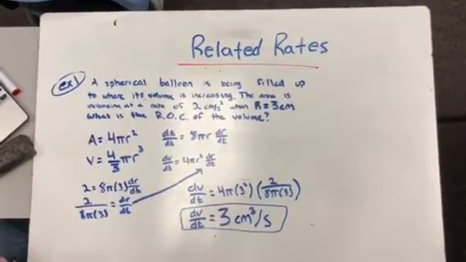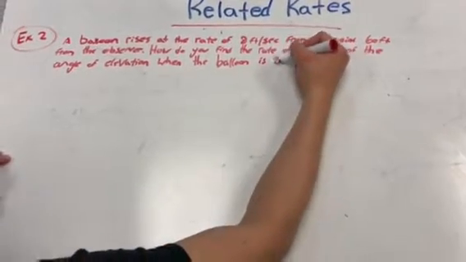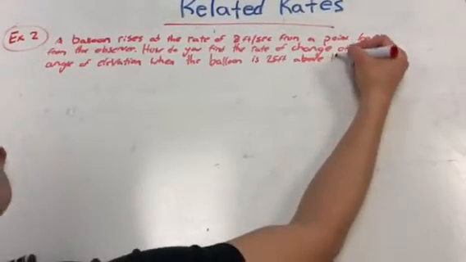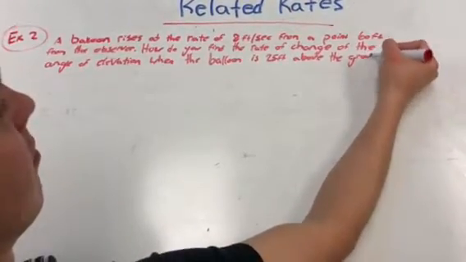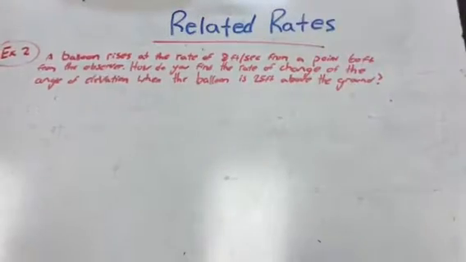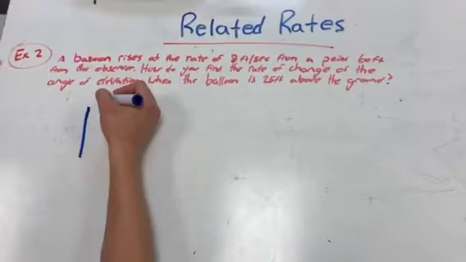Our second related rates problem will involve another balloon, but this time we're not concerned with its volume or area, but with the rate of change of its angle with the ground as it rises. Say a balloon rises at a rate of 8 feet per second from a point 60 feet away from an observer. How do you find the rate of change of the angle of elevation when the balloon is 25 feet above the ground?